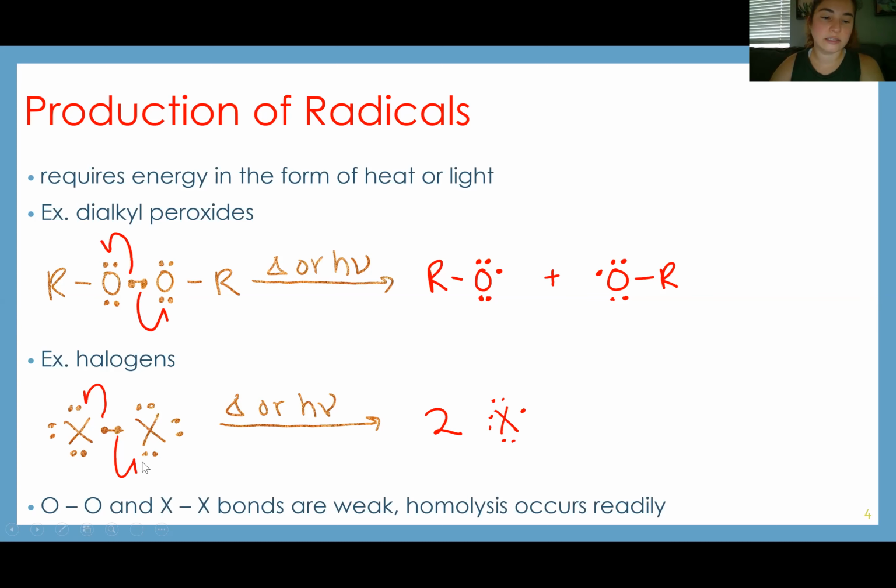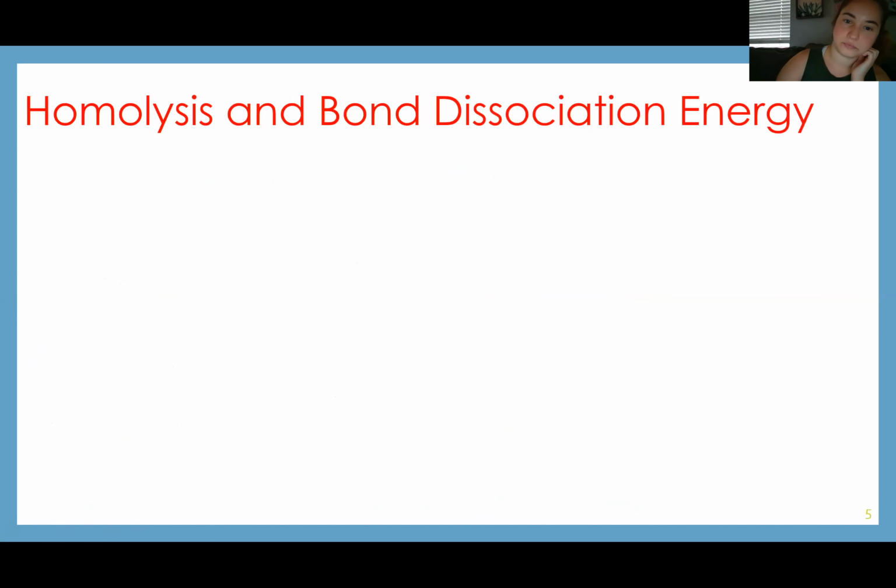Halogens can do the same thing. So if you have a molecular halogen, such as bromine and chlorine, those are going to be the ones that we do this with most often. You can add heat or light, and you can end up with two equivalents of the halogen radical. So that was, I believe, all that we covered yesterday.